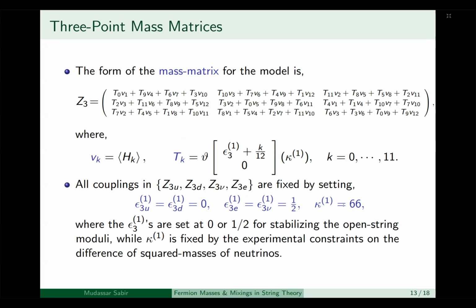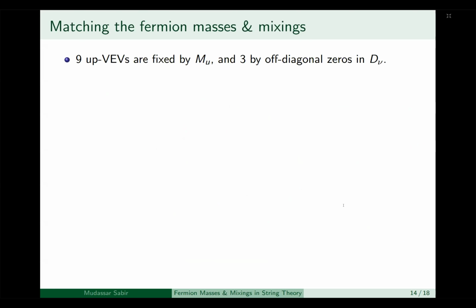Once I do this, basically 9 up webs are fixed by the 9 entries in the up quark matrix in the mixed form. And the remaining 3 entries are fixed by the off diagonal zeros in the diagonal neutrino mass matrix. So this is for the up type Higgs webs. For the down type, similar story. 9 entries are fixed by the diagonal down quark matrix, and the 3 are fixed by the diagonal charged lepton matrix. So this is the maximum that I can do.